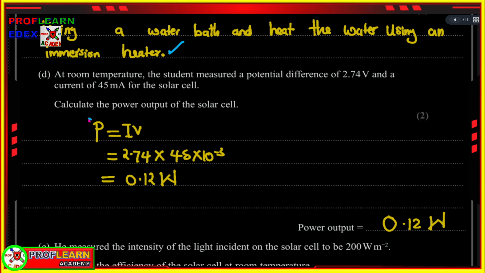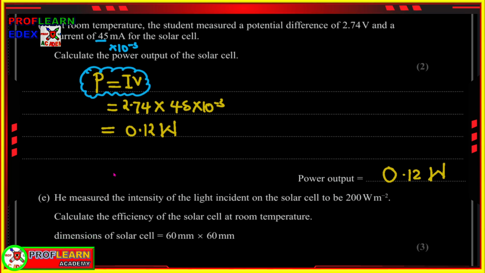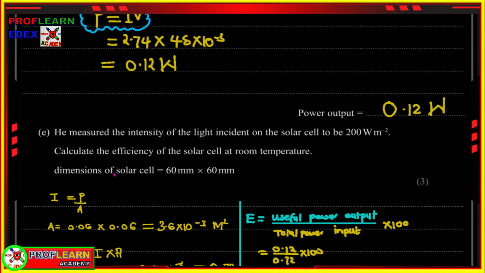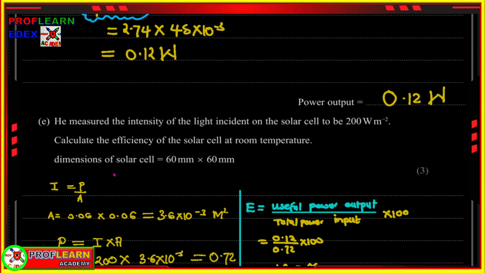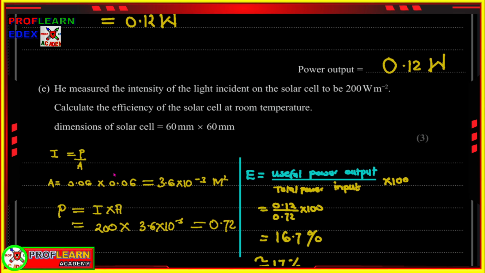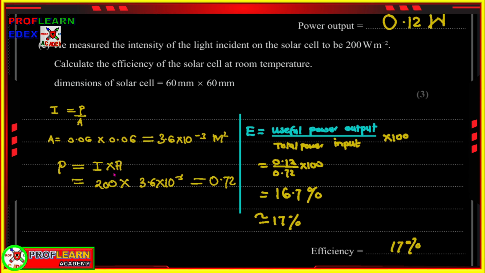We are supposed to calculate power, so we remember that power is current times voltage, but you also need to remember that this is 45 milli, so you have to multiply by 10 raised to power -3 so that you can convert it to amperes. Once you've worked it out, you'll get 0.12 watts. They measured the intensity of light incident on the solar cell, and that was 200 watts per meter squared. We are supposed to calculate the efficiency of the solar cell at room temperature.